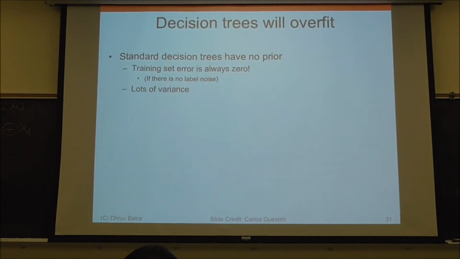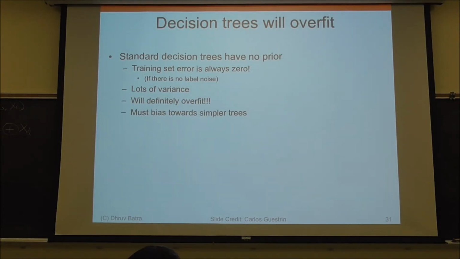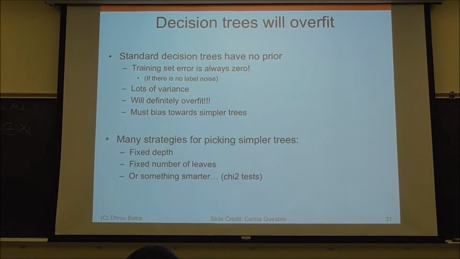Right? So you can always drive down training error to 0 if there is no label noise. If you don't have an exact same identical set of features labeled with class 0 and class 1, you can always drive down training error to 0 by making the bucket small enough. So this is another one of those things where you're going to have low bias, high variance classifiers. These are overfitting classifiers, and therefore what we have to do is somehow add some bias towards simpler trees. And so there are different definitions of simpler trees that we can come up with.